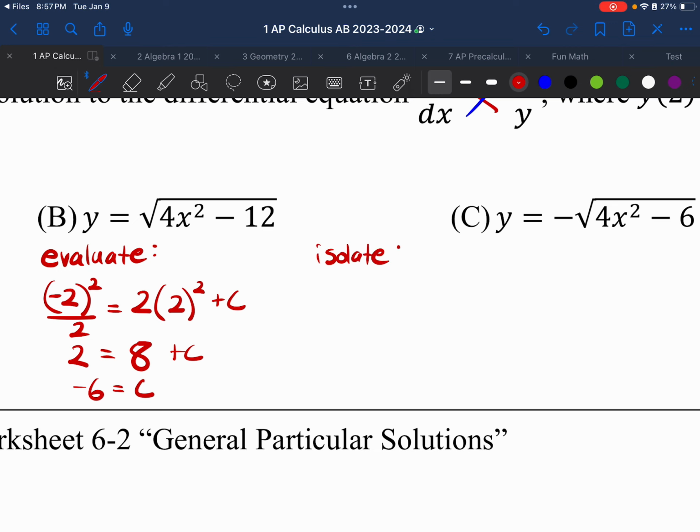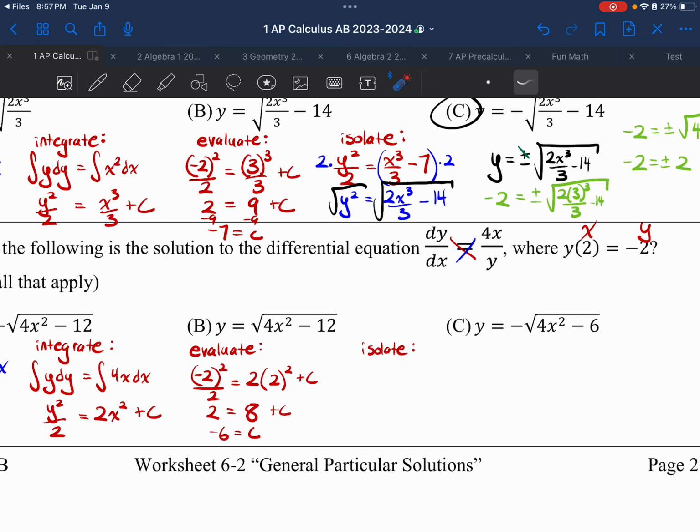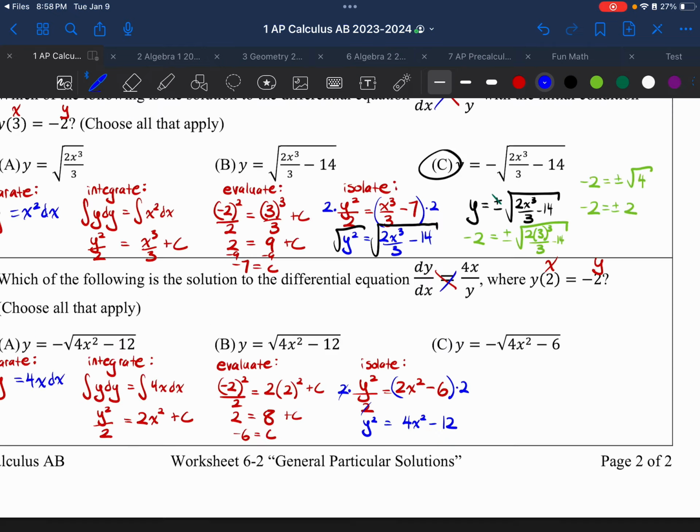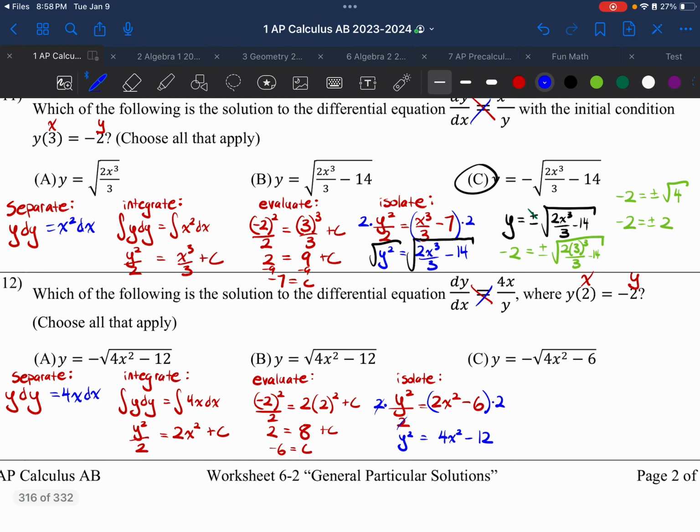Isolate. So when we do our isolate, again, essentially what we're doing is we are going to rewrite our answer, but in place of this c, we know c is that negative 6. So I'm going to rewrite y squared all over 2 is equal to 2x squared, not plus c, but minus 6. And all I have to do now is get the y by itself. So let's multiply everything by 2. You're gone, leaving me with y squared is equal to 4x squared minus 12, which looks very familiar. It looks like it's on both A and B. C, you're out of the running. So those were the ones that were out of the running, right?